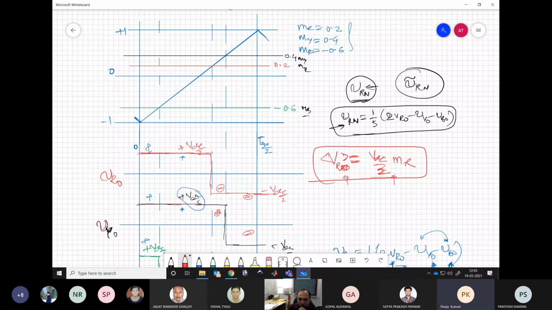See, this is what our VRO is. That's what we have seen so far. VRO average is nothing but VDC by 2 times of VR. And this VRO is actually same as VRN average. This VRO average and VRN average are same. Are we clear at this point? Yes, sir.